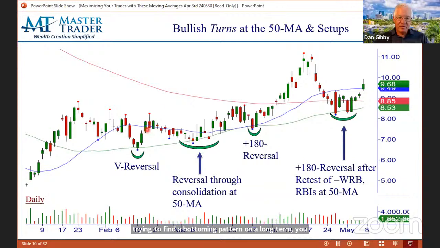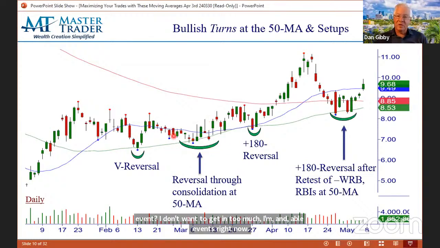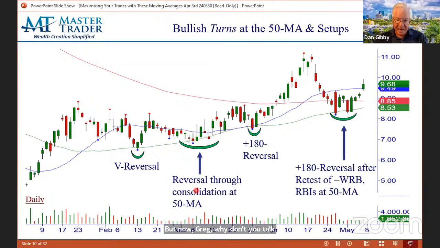Came down here at the 50. Is that a tradable event? Well, I don't want to get in too much on tradable events right now. But now, Greg, why don't you talk about price action with, here's an example of converging 20 and 50. Here's a retest 20 and 50, and then, you can finish off here if you want.